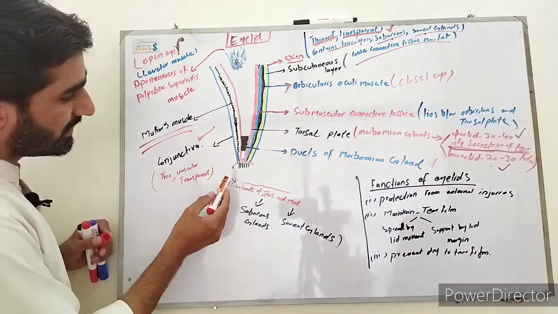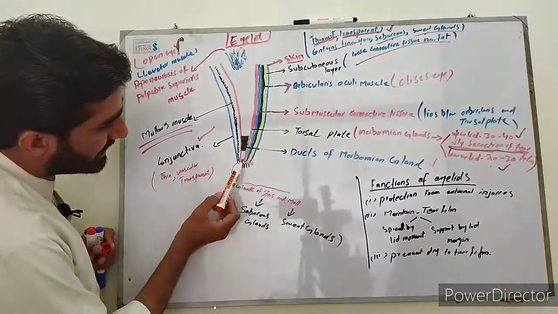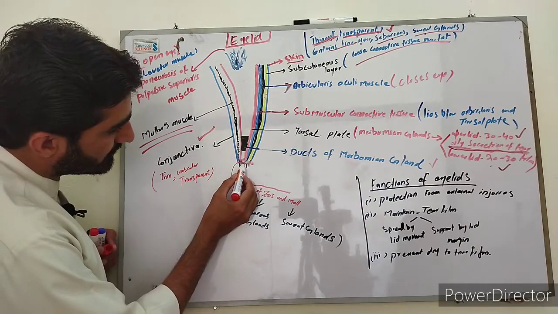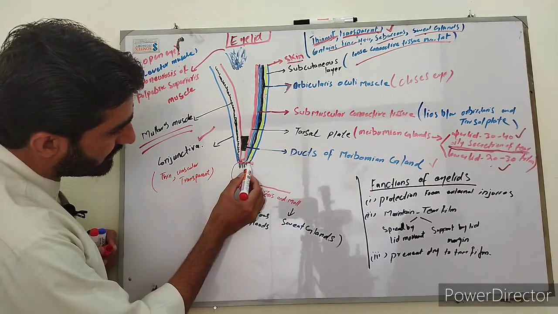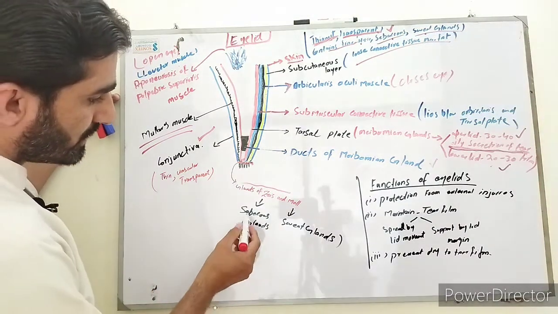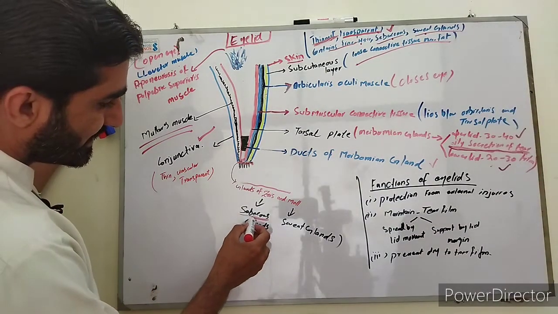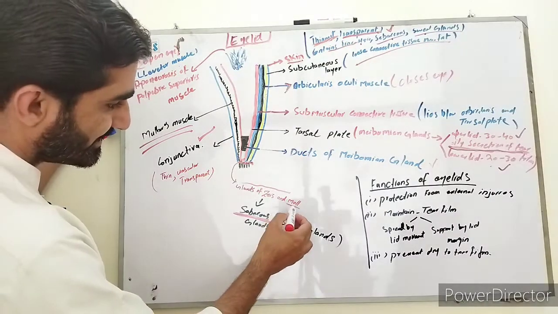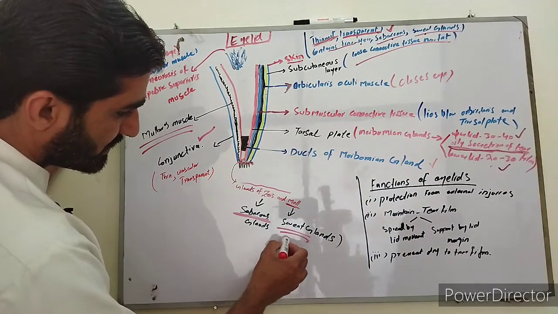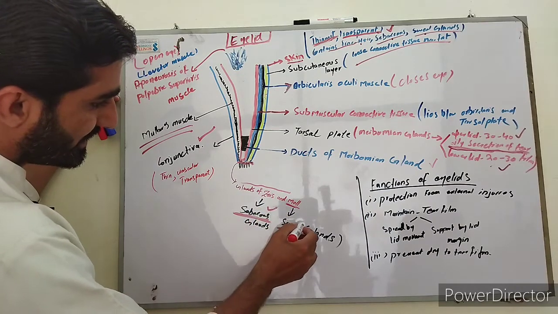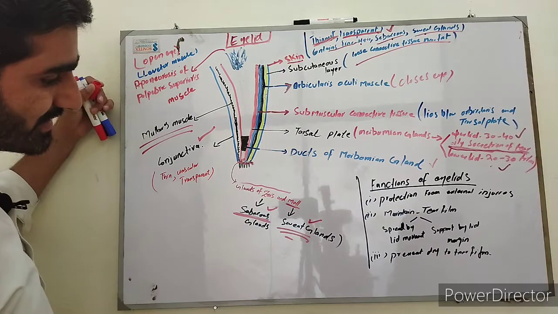At the eyelid margin there are different types of glands: glands of Zeis and glands of Moll. The function of the glands of Zeis is to secrete sebum, and the function of the glands of Moll is to secrete sweat. Or you can say these are sebaceous glands, and these are sweat glands.